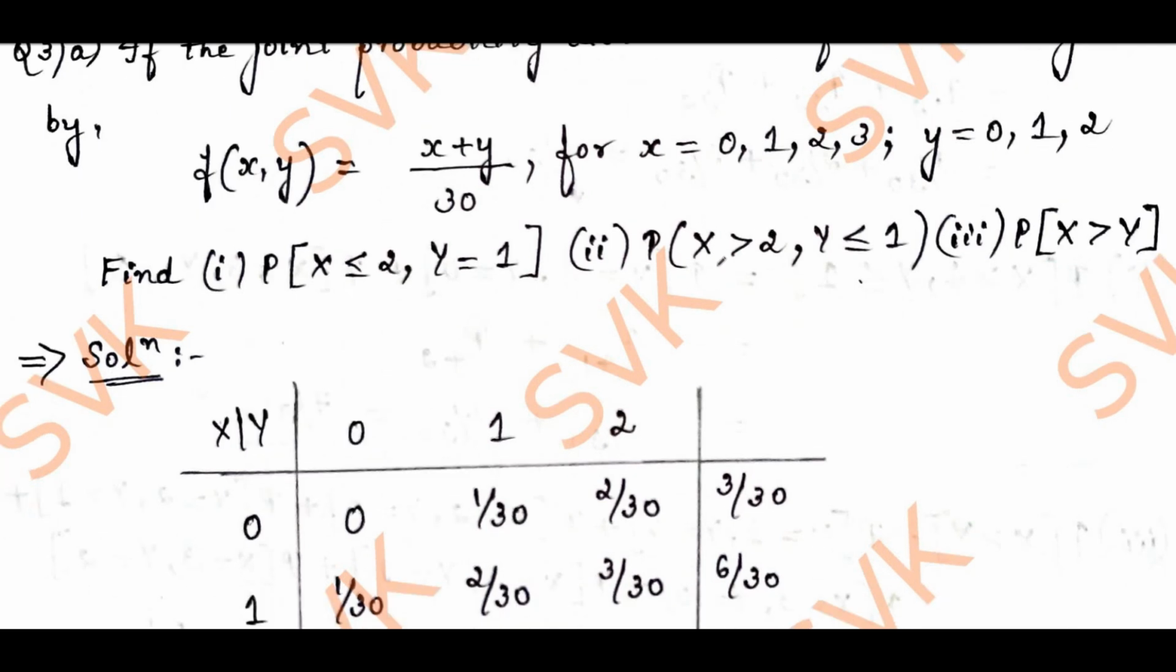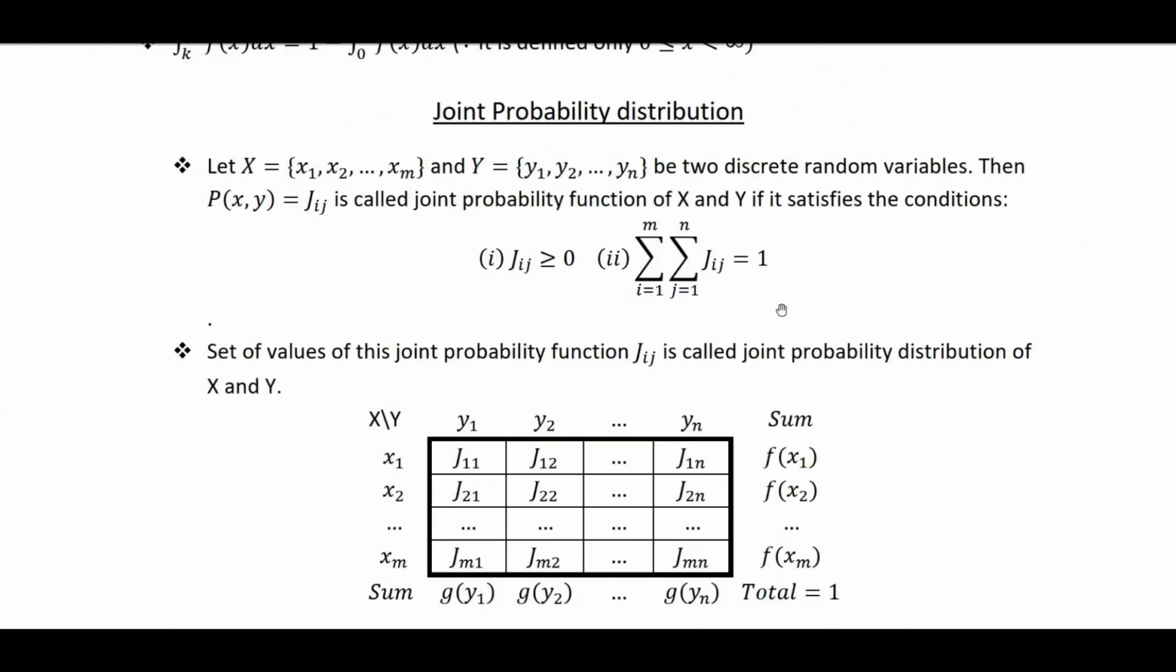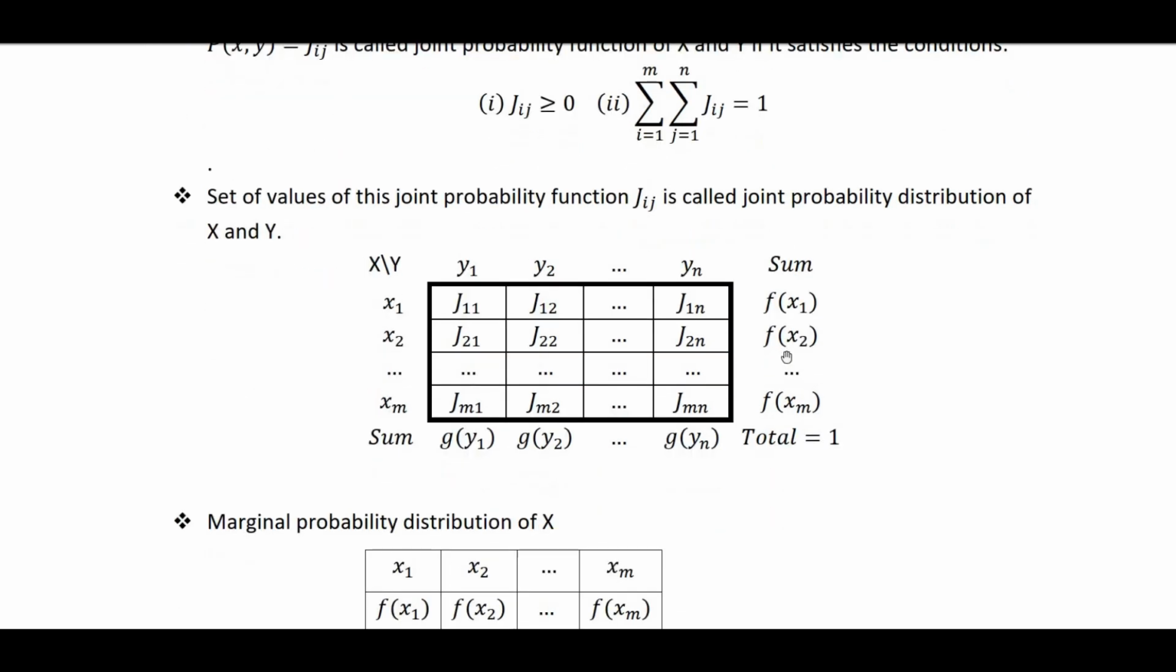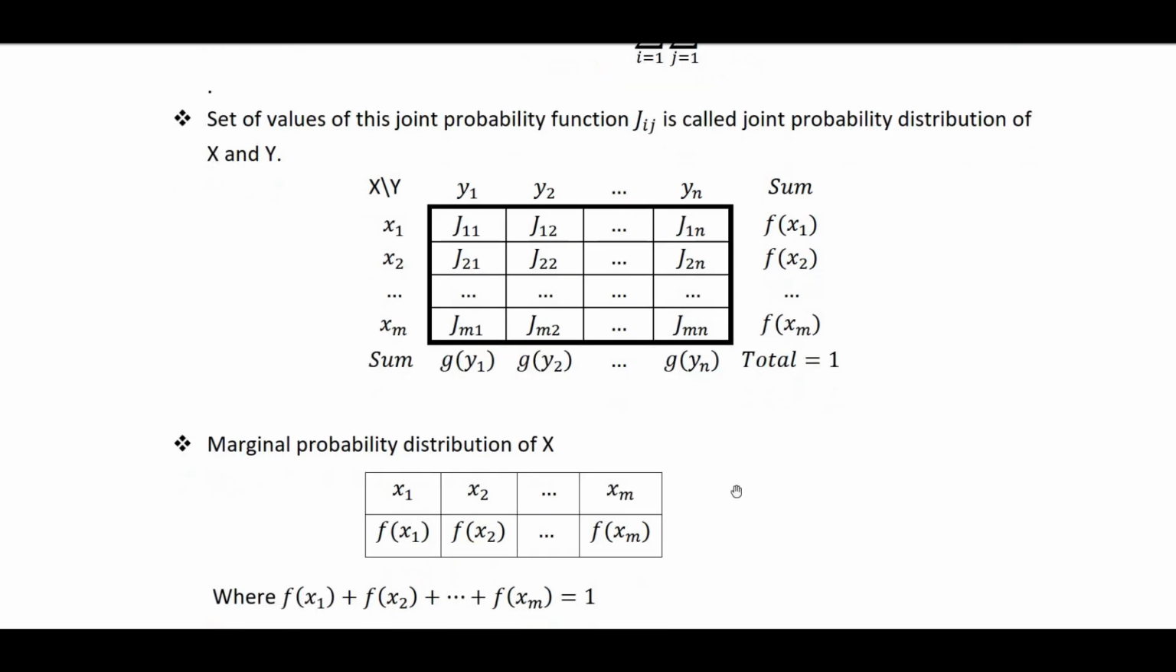So don't worry much. If you want to solve this problem, take out your handbook, page number 19, where you will have a list of formulas for joint probability distribution. You can refer to this tabulation. Here this represents the marginal distribution, and they have explained how to find the marginal distribution.